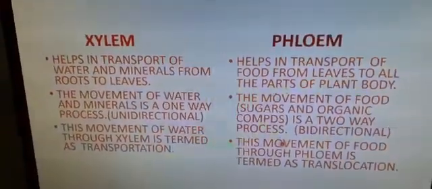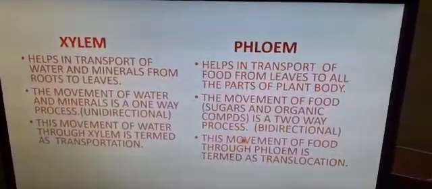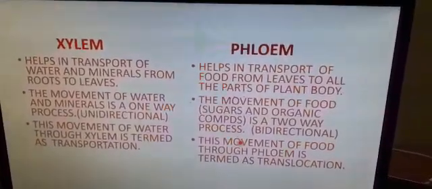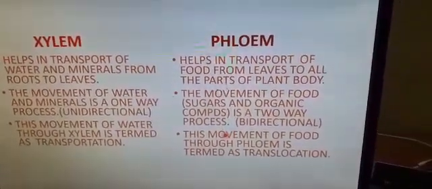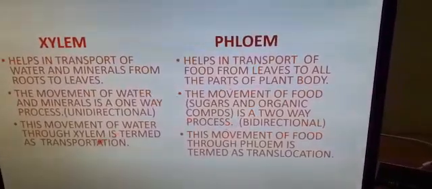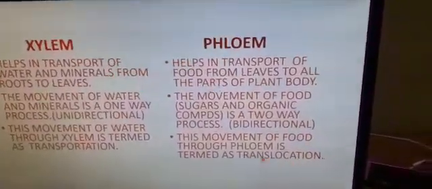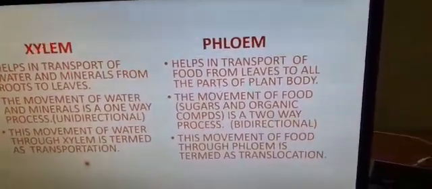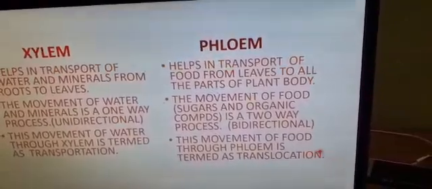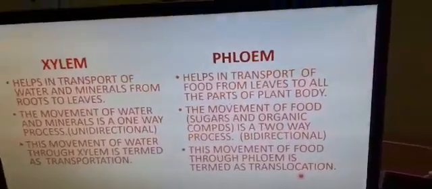So now here if you see the major differences, xylem helps in transport of water, phloem helps in transport of food. Unidirectional in case of xylem, bidirectional in case of phloem. So this movement is called transportation and this movement is called translocation. And one major difference we have discussed earlier, xylem has only one living cell and the remaining 3 are dead cells. But in case of phloem, 3 are living cells and only 1 is a dead cell.